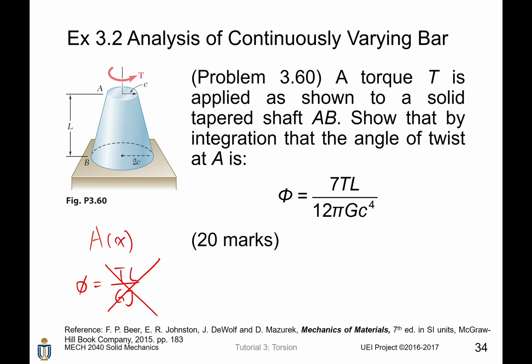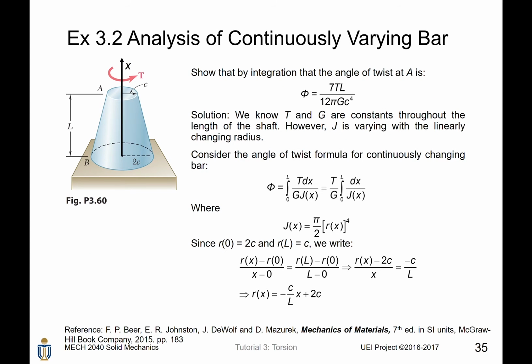Show that by integration that the angle of twist at point A is phi equals 7TL divided by 12 pi G times c to the power 4. C is the radius of the upper surface, while 2c is the radius of the lower surface. In this case, still we assume G and T are constants for the entire bar. However, J is a varying quantity with respect to x, because J equals pi divided by 2 r to the power 4. But in this case, r is not a constant. R is varying with respect to x.